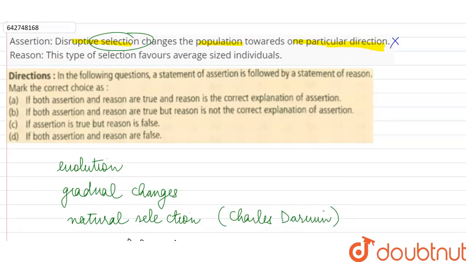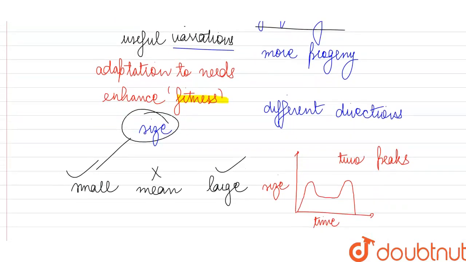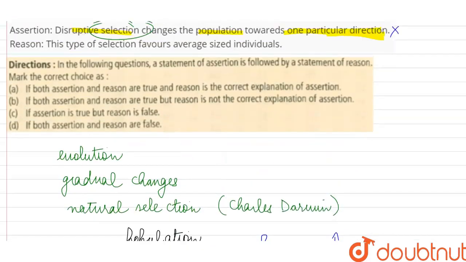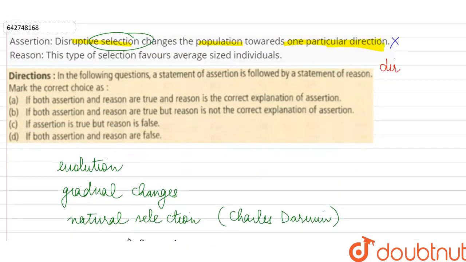But over here, what are they saying? It moves the population towards one particular direction. So when it is towards one direction, suppose only the small ones are being selected or only the large ones are being selected, this is called directional selection, not disruptive. So the assertion statement is incorrect.